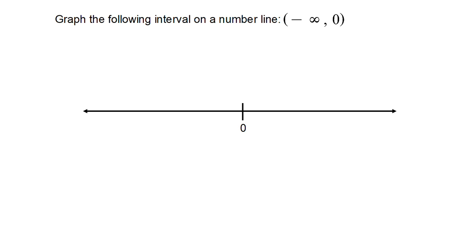On this one, our endpoint is actually at 0, which is already marked for us. That's convenient. I'll put an open circle because of the parenthesis. And then as we just said, negative infinity is always to the left. So this is telling us we want all the numbers from negative infinity up until 0, basically all the negative numbers.